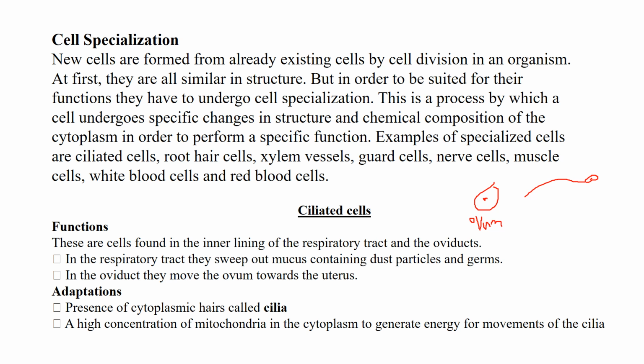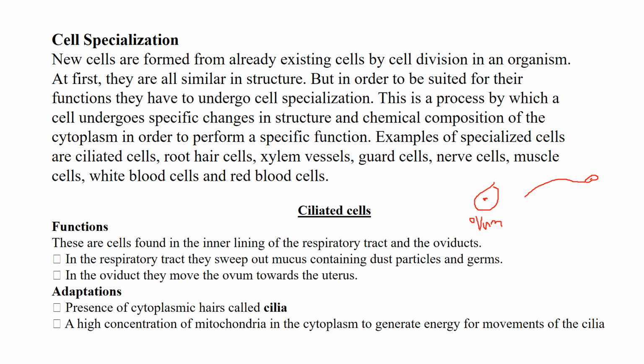Then once the egg is fertilized, it will be moved by the ciliated cells to the uterus, where it will now be implanted by the process called implantation. So what we are learning here is that the ciliated cells in the oviduct, or rather in the fallopian tube, move this egg, the ovum, towards the uterus in readiness for implantation.